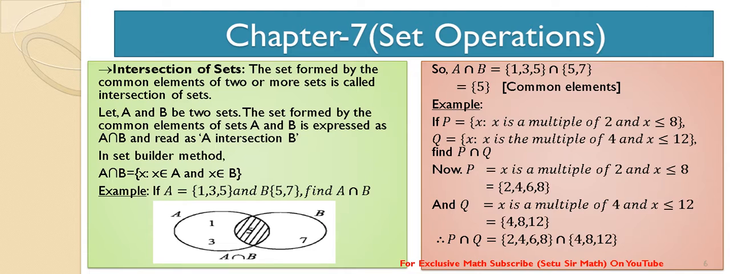So now you have to find out P intersection Q. {2, 4, 6, 8} intersection {4, 8, 12}. So what is in common here? You can see 4 and 8 are common to these two sets. So {4, 8} is our desired intersection.